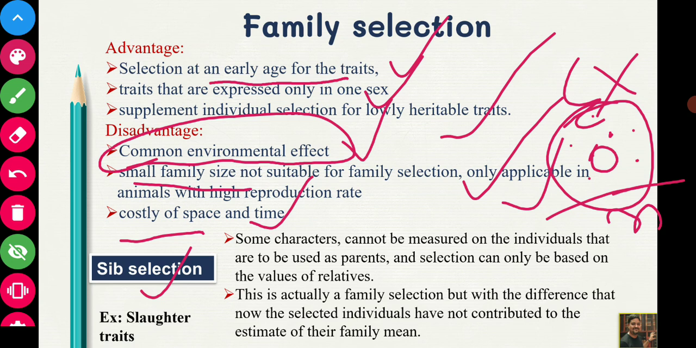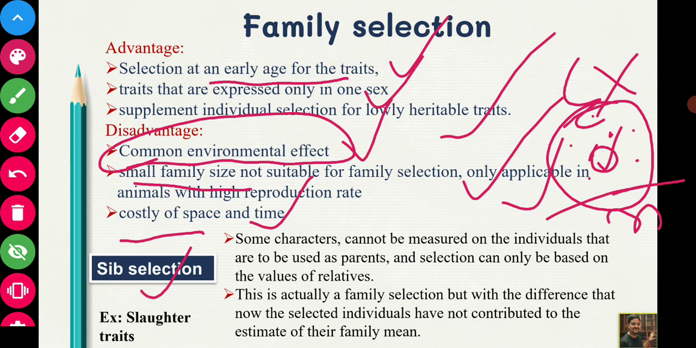So here I will just read out: some characters cannot be measured on the individuals. Why is it necessary? Because many times the character is not measurable in that particular individual. Suppose you are going to select a male animal for milk yield. In that case, you cannot get the performance of the male animal with regard to milk yield. So you have to exclude the observation of the male animal and get the mean of all other relatives or all other family members. In that case, SIB selection will be helpful.